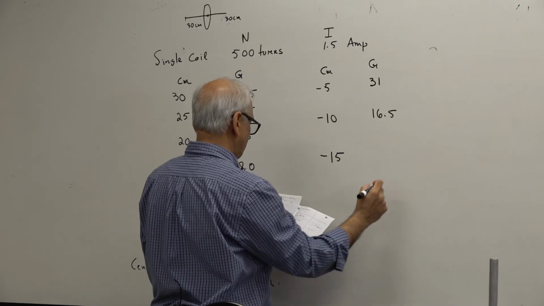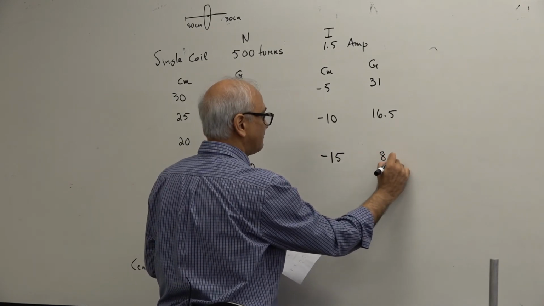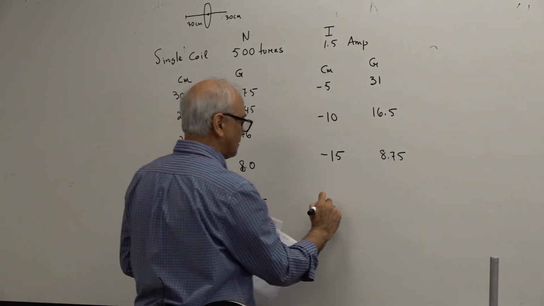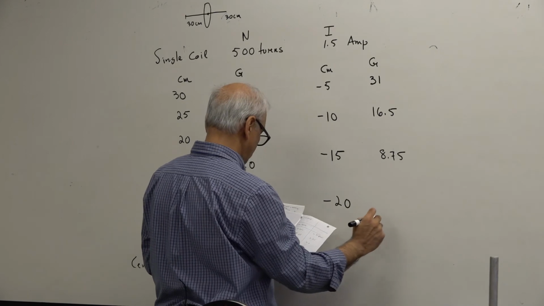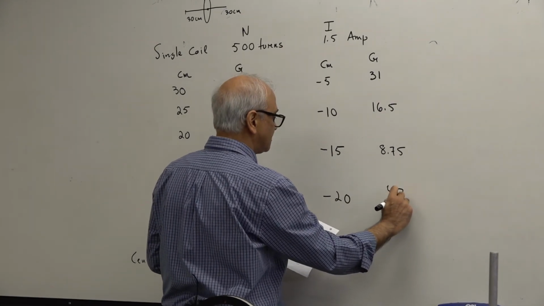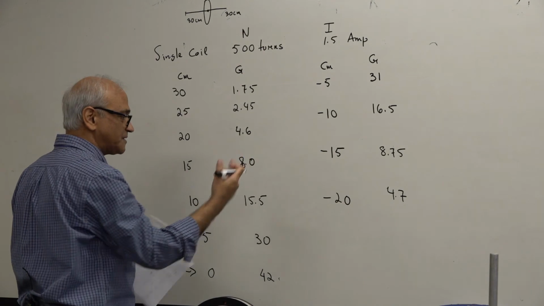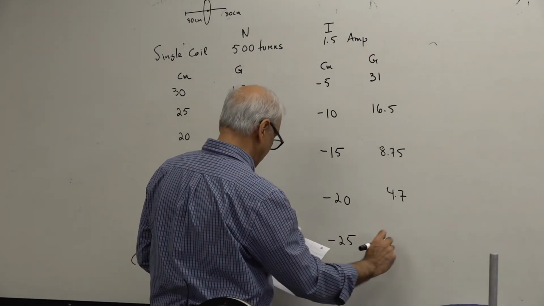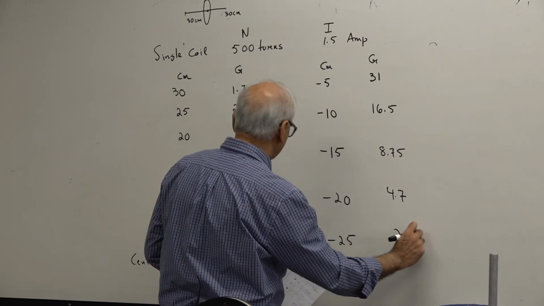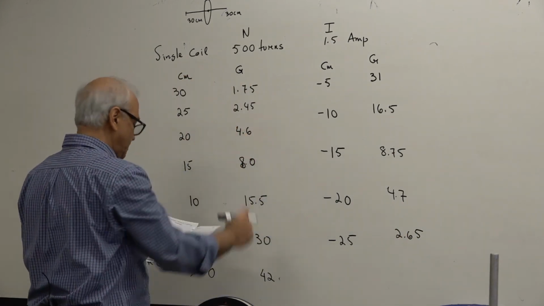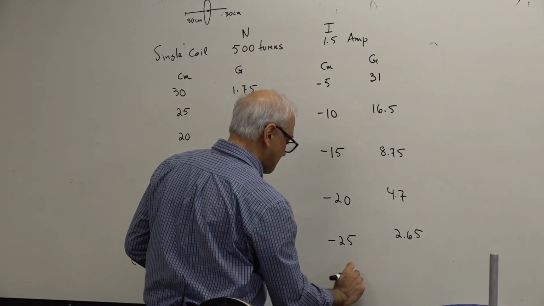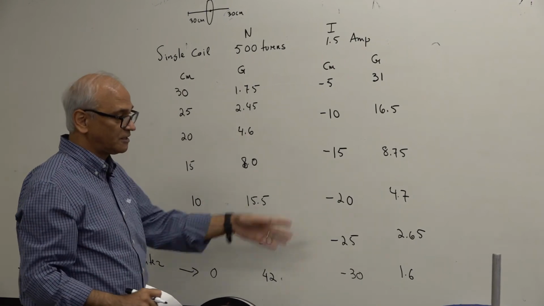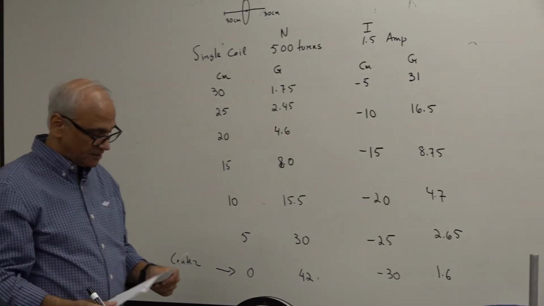-15, we got 8.75. If I look at 15 over here, it was 8.0, so we're all right. -20, I got 4.7. I look at +20 up here, 4.6. Very symmetric. -25, I got 2.65. We had 2.45 over here. And -30 is 1.6, and we got 1.75 over here. So these numbers are quite symmetric, you can see.